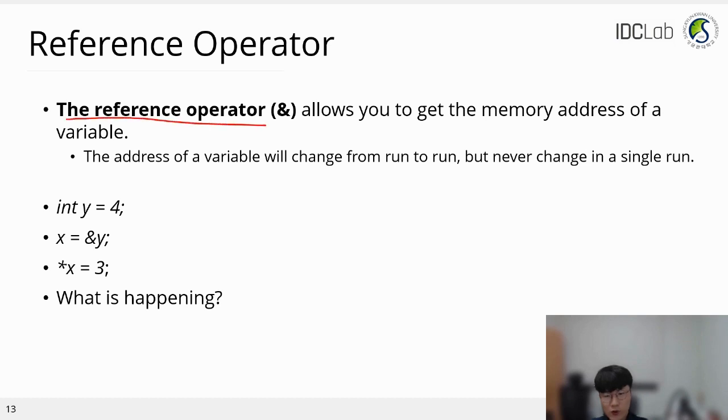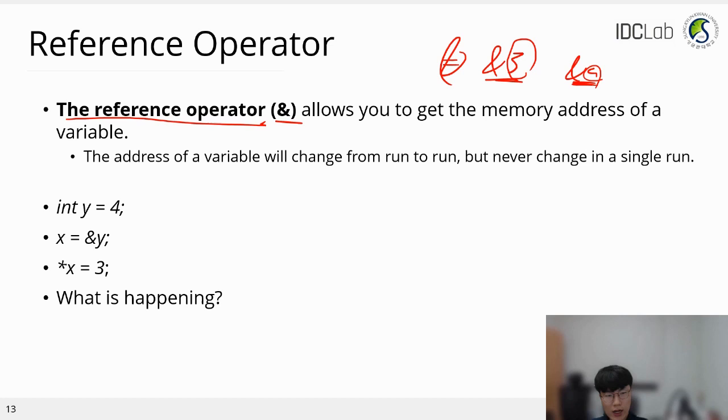The reference operator ampersand allows you to get the memory address of a variable, and it doesn't make sense to apply this operator to constants. For example, reference 3 doesn't make sense because 3 is a constant and it doesn't refer to memory space. This is just a number. But reference A makes sense because A is a variable, so there should be memory space associated with this name, and we are getting the address of the memory space.